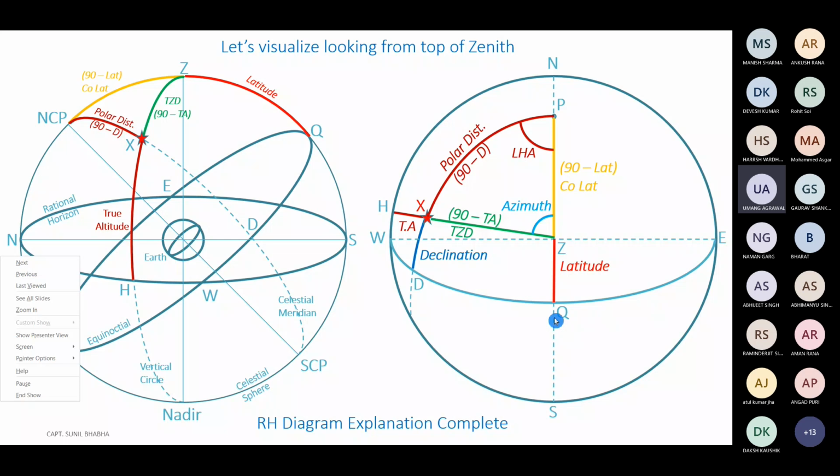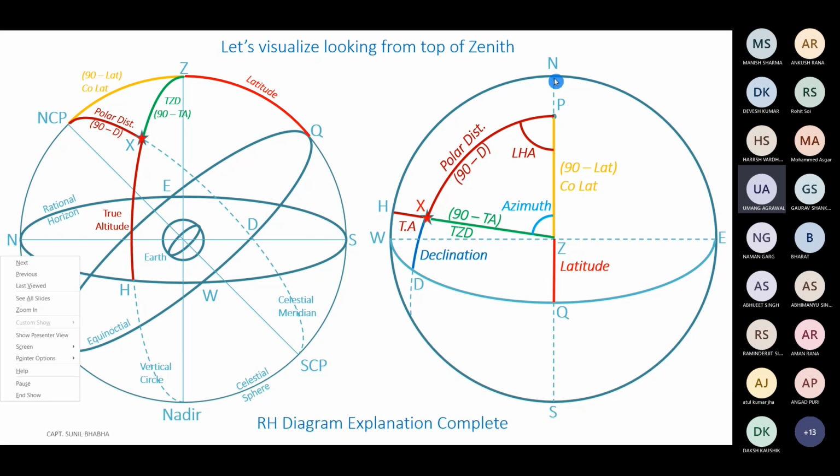Sir, one more doubt: if a celestial body on the declination circle comes below the WZE line, this dotted line, then it is below our horizon, meaning we can't see it, right sir? Beta, the WZE line has got nothing to do with the horizon. It's not the horizon at all. Okay sir, the horizon is NESW. This is our horizon. So anything which you see in this circle, we will be able to see.